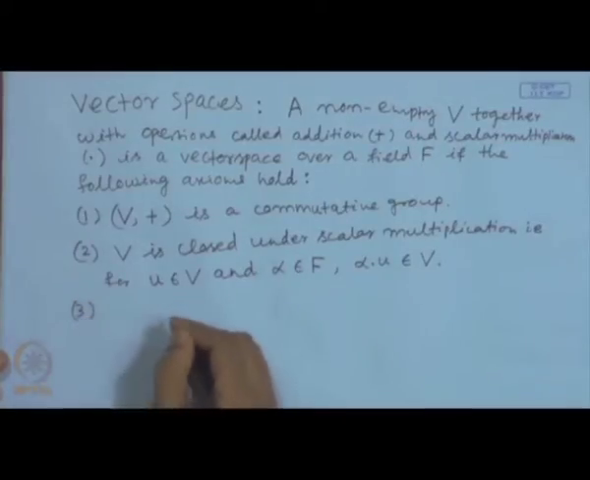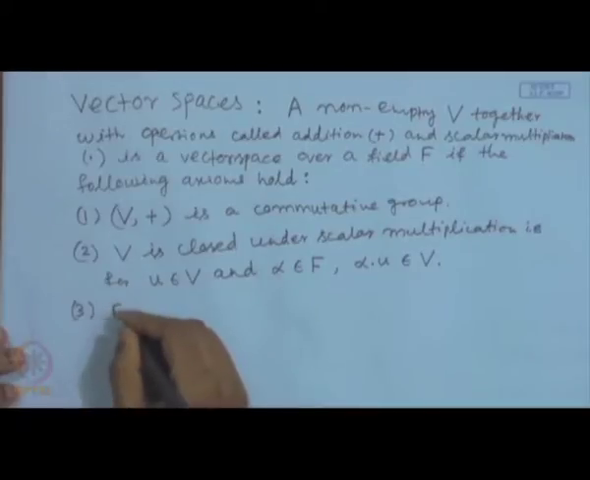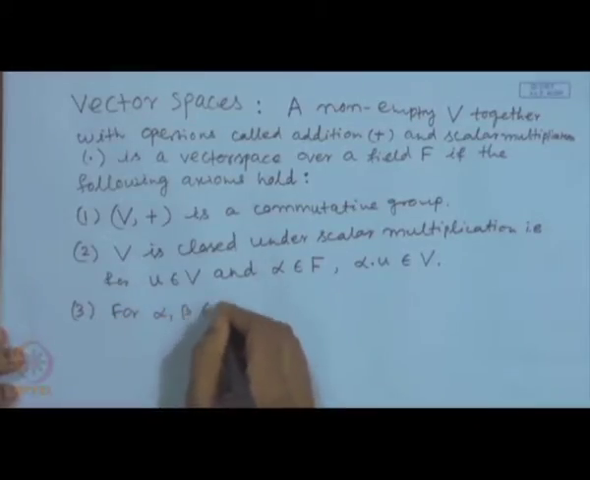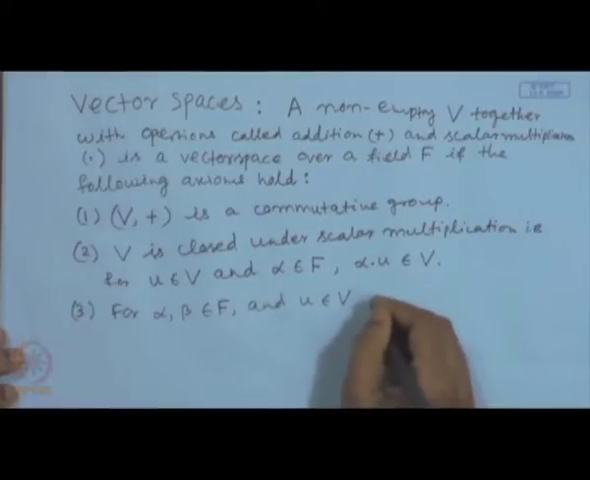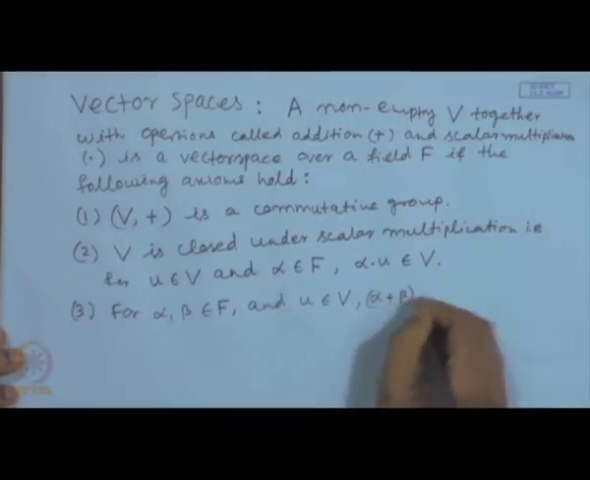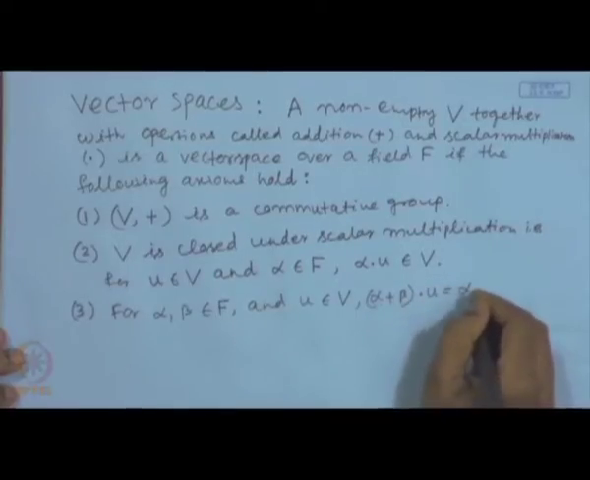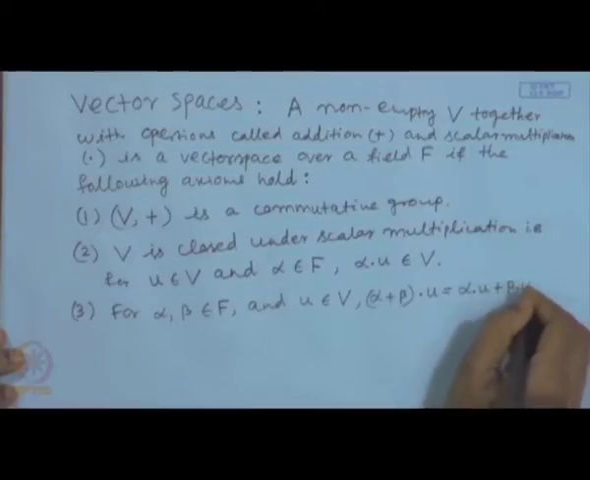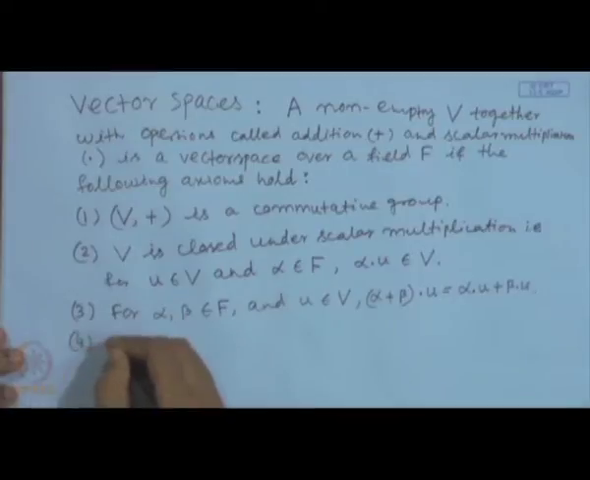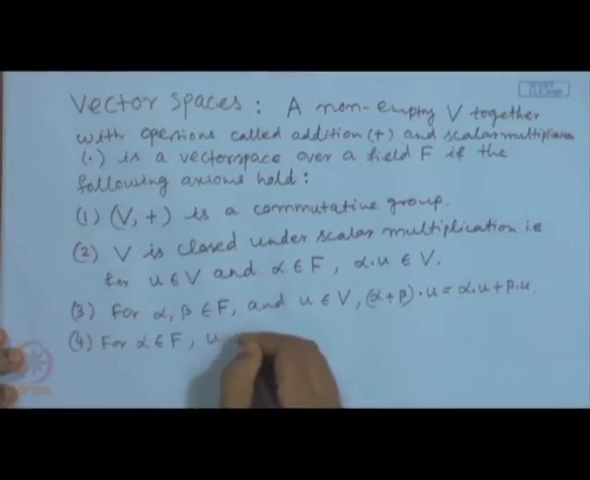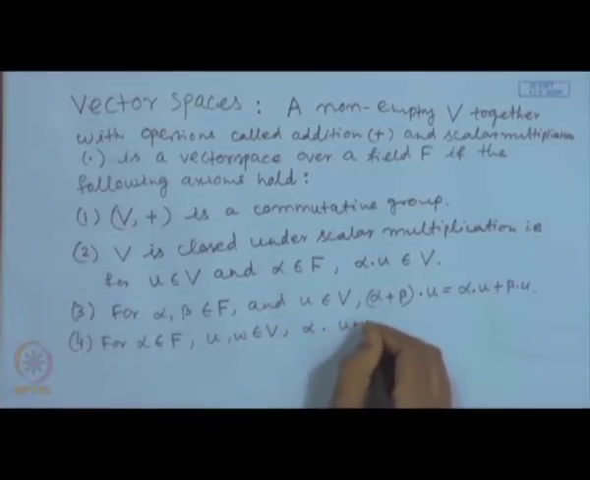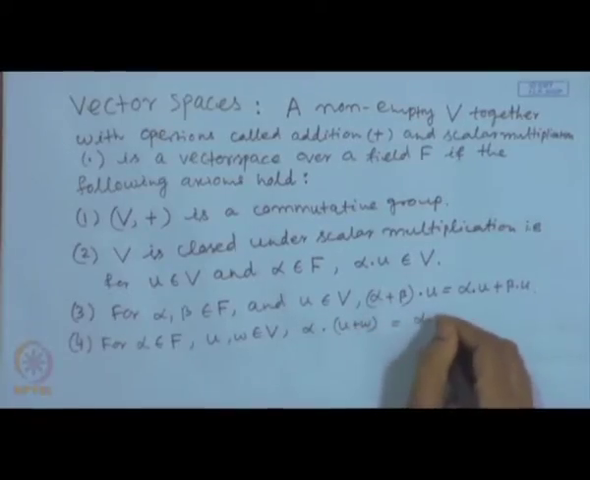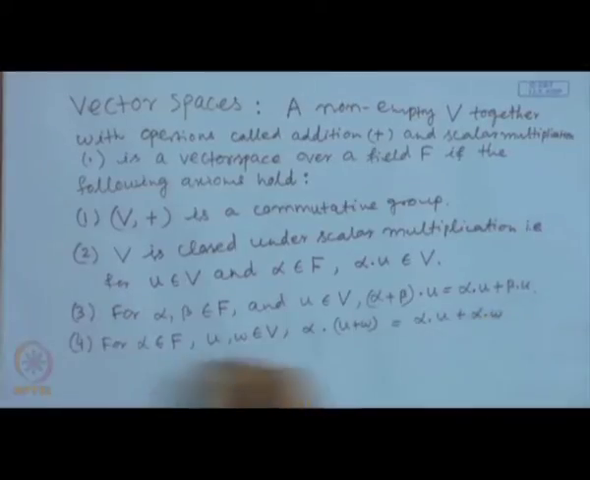Third property is this: for alpha, beta in F and u belongs to V, (alpha plus beta) dot u is equal to alpha dot u plus beta dot u. Fourth property is for alpha belongs to F and elements u and w in V, alpha dot (u plus w) is equal to alpha dot u plus alpha dot w.